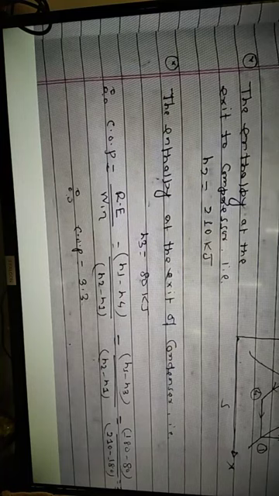Now we have to find the COP of the system. We know the COP is equal to refrigeration effect by work input, and refrigeration effect is equal to H1 minus H4, because the evaporator is responsible for refrigeration effect. So refrigeration effect is equal to H1 minus H4 and work input is equal to H2 minus H1. Since H3 is equal to H4, this H4 can be replaced by H3. So this is equal to H1 minus H3 by H2 minus H1.